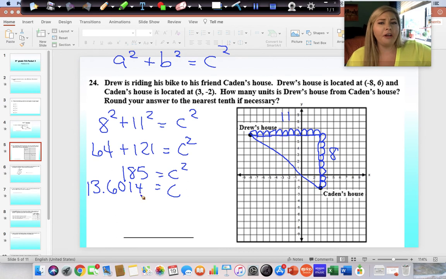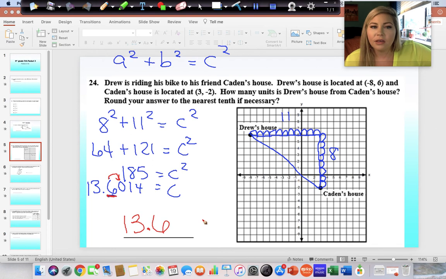Okay, I'm going to stop there because it said we could round to the nearest tenth. This is the tenths place, so we're going to look behind it. That 0 is not enough to bump that 6 up, so our answer is 13 and 6/10.